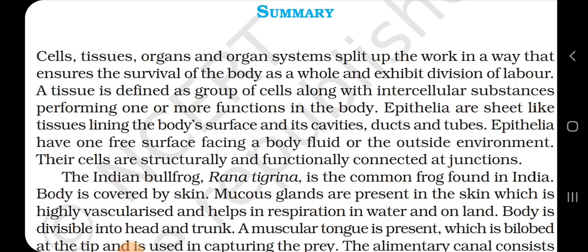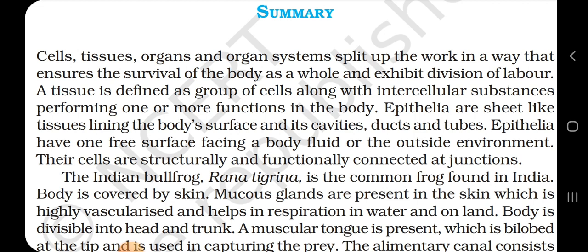Summary: cells, tissues, and organ systems split up the work in a way that ensures the survival of the body as a whole and exhibit a division of labor. The tissue is defined as a group of cells along with the intercellular substances performing one or more functions in the body. Epithelia are sheet-like tissues lining the body's surface and its cavities, ducts and tubes. Epithelial tissue has one free surface facing a body fluid or the outside environment. Their cells are structurally and functionally connected at the junctions.